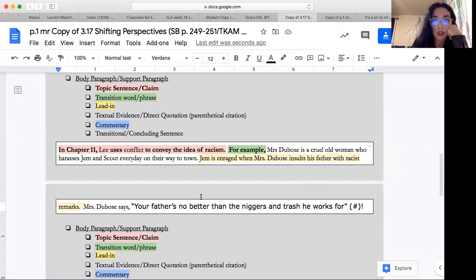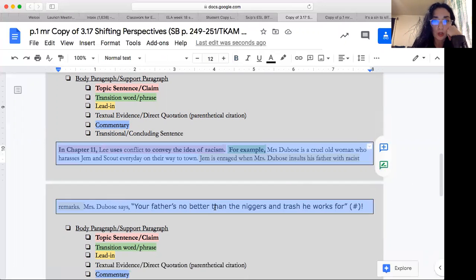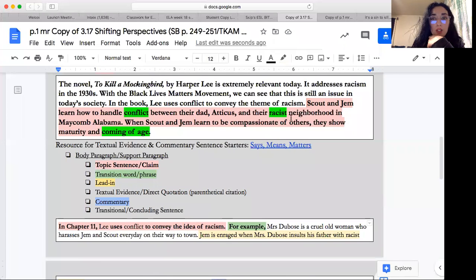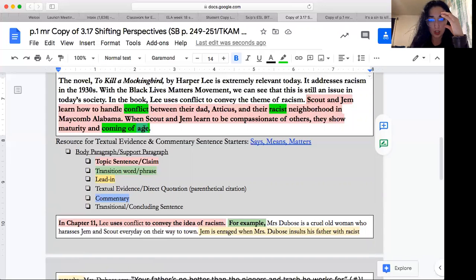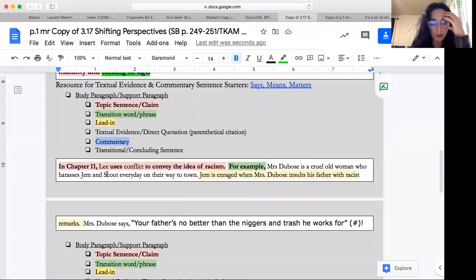Okay, so commentary, explaining what this shows. Okay, so I need to remember, I'm talking about coming of age. So this is where you need to come back to the big picture. We want to talk about coming of age, okay? So let me reread this to think about how this shows Jem coming of age.